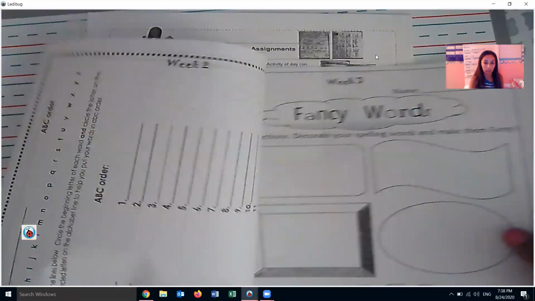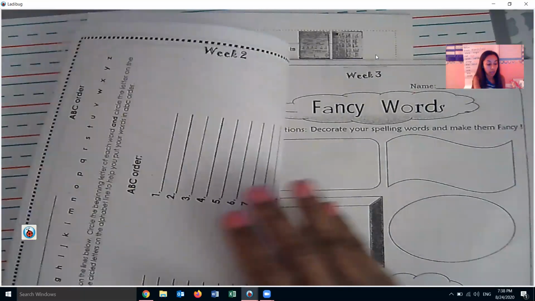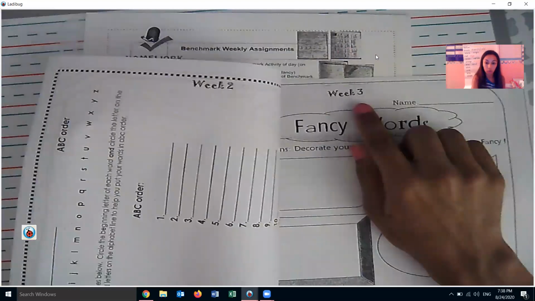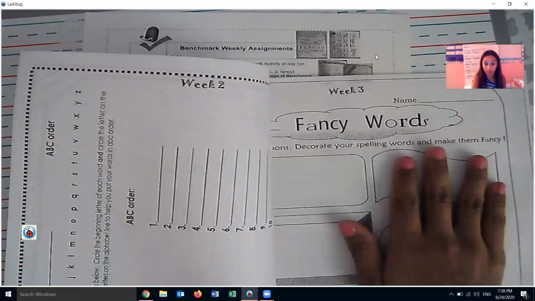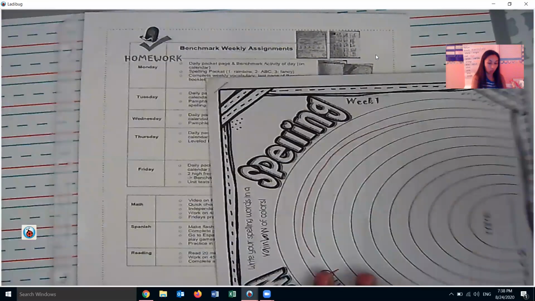Now this is a packet and it goes on with ABC order and fancy words. Do not do these yet. These are for next week, week 2, and this one is for week 3. So these 2 pages are to stay blank until next week. So don't do these 2 yet. Okay, so only the rainbow spelling, that's all on this packet.